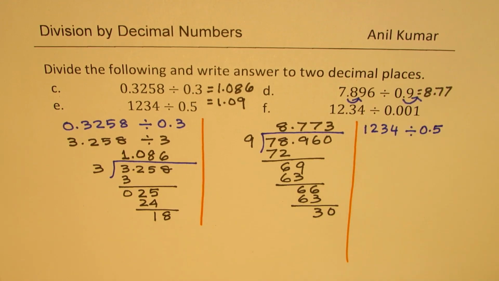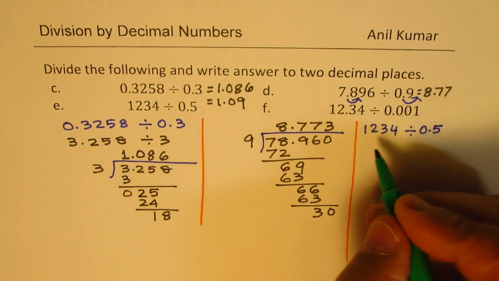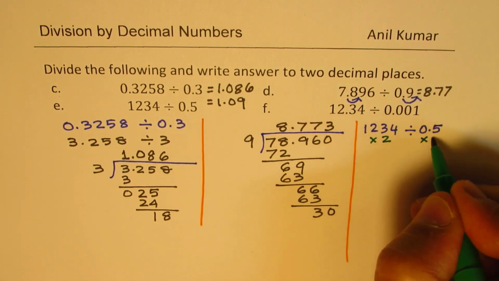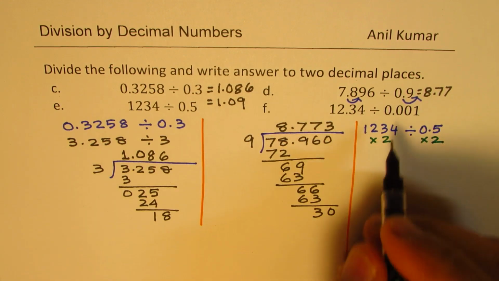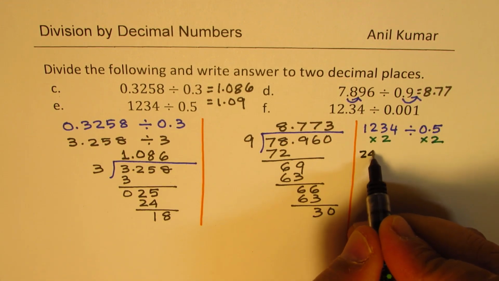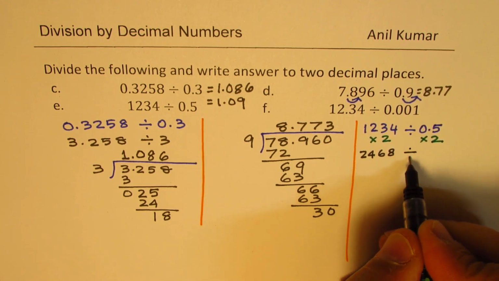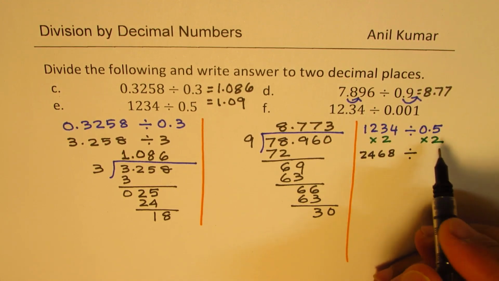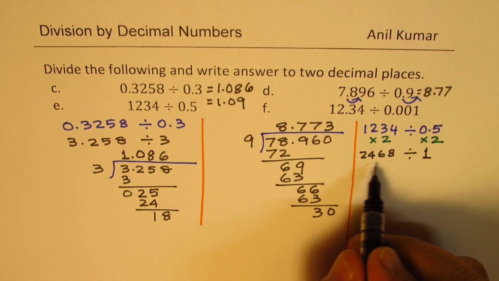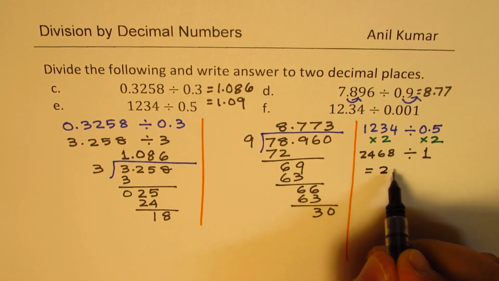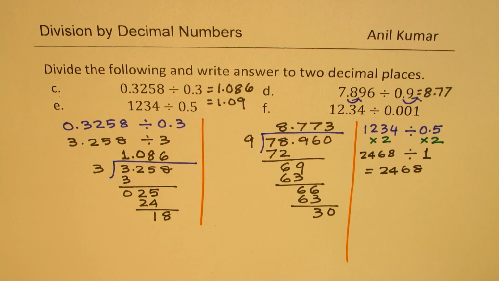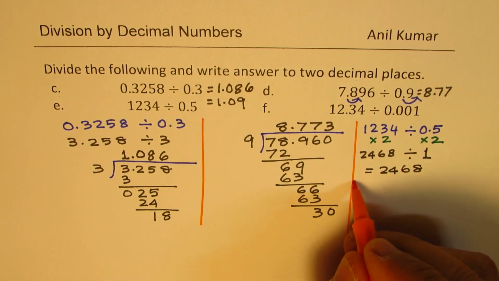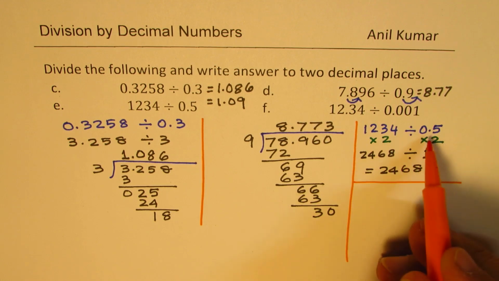You could multiply both by 2. Think like this. We could multiply this also by 2 and this also by 2, right? So that means we are not changing the division process, correct? It is the same ratio. So when you multiply, you get this number as 2468 divided by 0.5 times 2 is 1, right? So you get your answer as 2468, right? Do you see that? So we get 2468 as our answer for this particular question, correct? So sometimes it is rearranging, and these are the tricks.